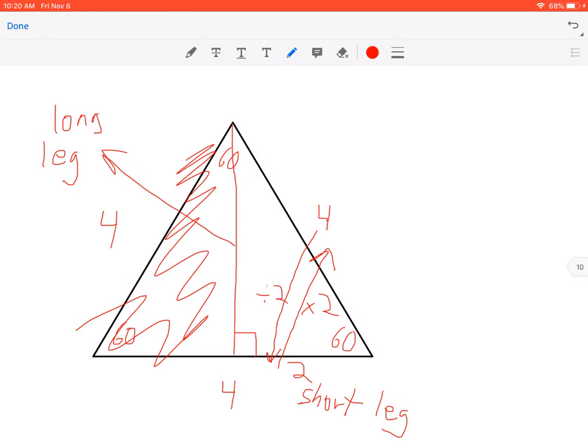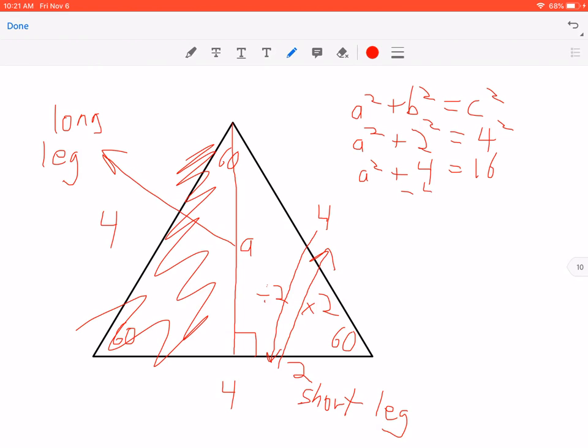Now, I'm going to call the long leg A, and I'm going to do Pythagorean theorem, but you'll notice that this will always work. If we did Pythagorean theorem, it'd be a squared plus b squared equals c squared. Okay, I don't know what the a is. That's the long leg. But I do know that the b was 2, and I do know that the hypotenuse, or the c, was 4. So I've got a squared plus 2 times 2 is 4. 4 times 4 is 16. Now, what would I do to get a by itself? Subtract 4. 16 minus 4 is 12, and again, a squared equals 12.